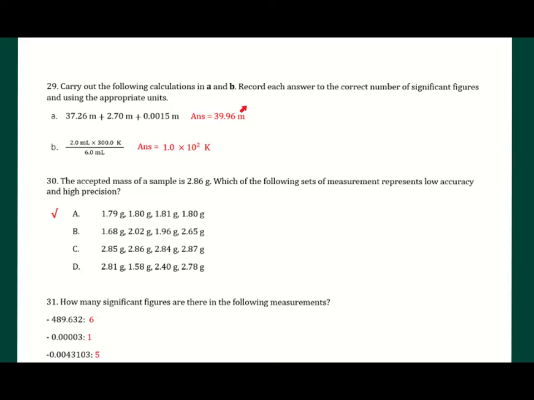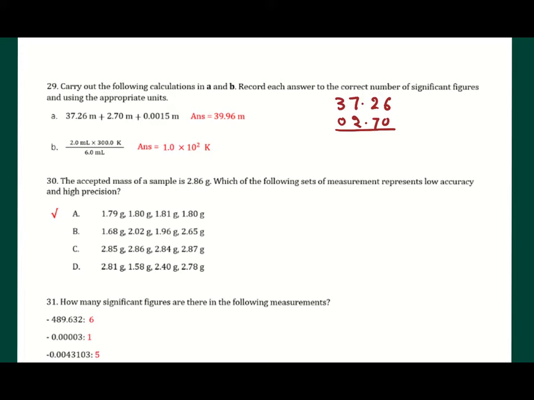Carry out the following calculations in A and B. Record each answer to the correct number of significant figures and use the appropriate units. First, you are asked to make this addition: 37.26 plus 2.70 plus 0.0015. In order to do this, we need to write the numbers 37.26 plus 2.70. Do this calculation first. Remember that you put the unit under the unit.